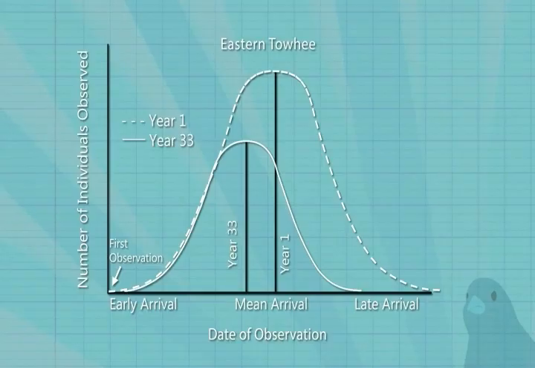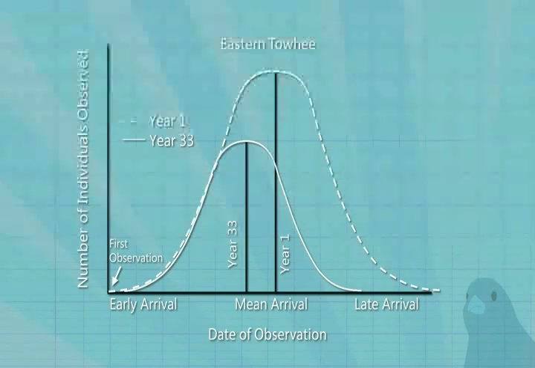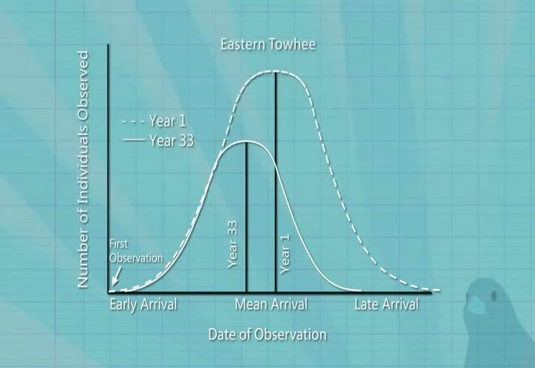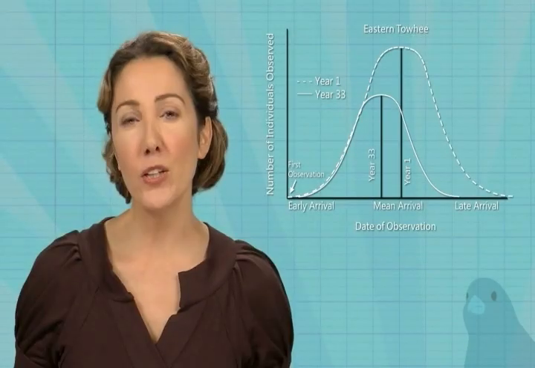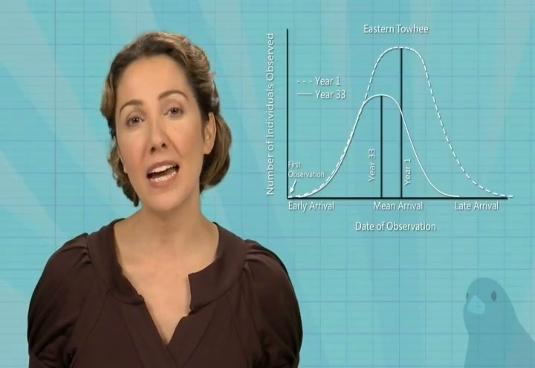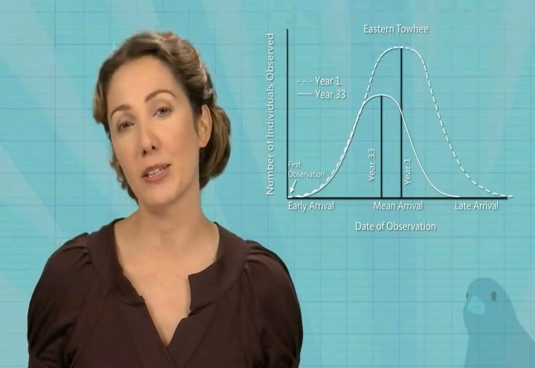Again, the y-axis describes the number of individual birds observed. You can see the population decreased for these guys too, based on the lower peak in year 33. What's different here is that the first arrival was spotted about the same time over the decades, and the mean of the distribution has shifted earlier. If you only know the first arrival date, you wouldn't have a clue that the mean arrival has shifted. Something is affecting migration timing for this population as a whole, most likely climate change.